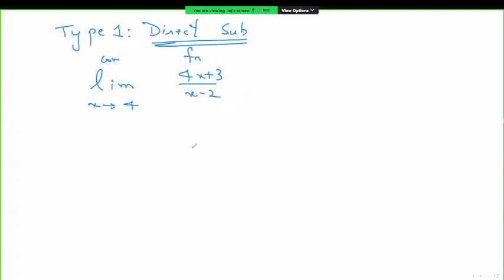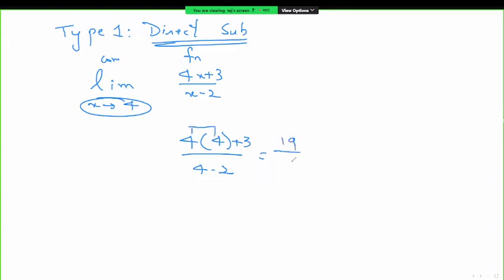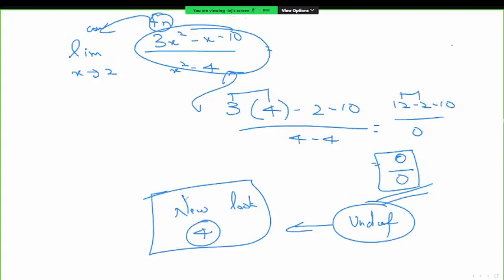So what does it do? Wherever there is x, it says 4. Substitute 4 there. 4 times 4 is 16, plus 3 is 19, divided by 4 minus 2, which is 2. So 19 by 2. Fortunately, the answer is not 0 by 0, which means this is the correct answer, and this is a concrete answer which is acceptable. So again, direct substitution, as I told you, 99.9% of the times you will not get an undefinable answer. You'll always get a concrete answer. Remember this. So out of 4 looks, we learned about 1 look already.